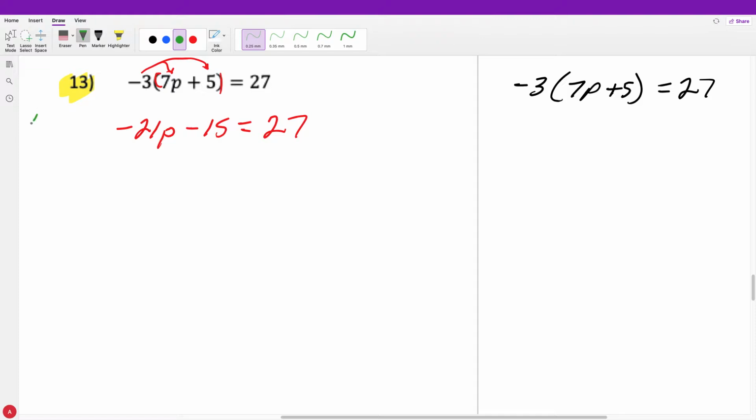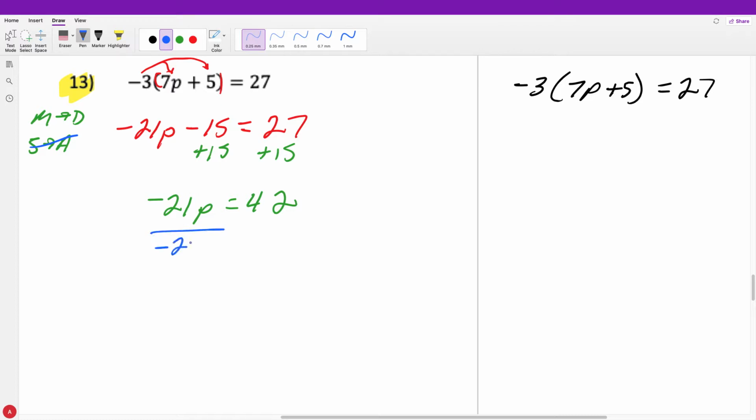All right, I see I have multiplication and subtraction that's being done. So I'm going to get rid of my subtraction through addition and multiplication through division. So I'm going to add 15 to both sides. So now I have negative 21p is then equal to 42. And now to get rid of my multiplication, I need to divide. Now, we need to divide by negative 21.